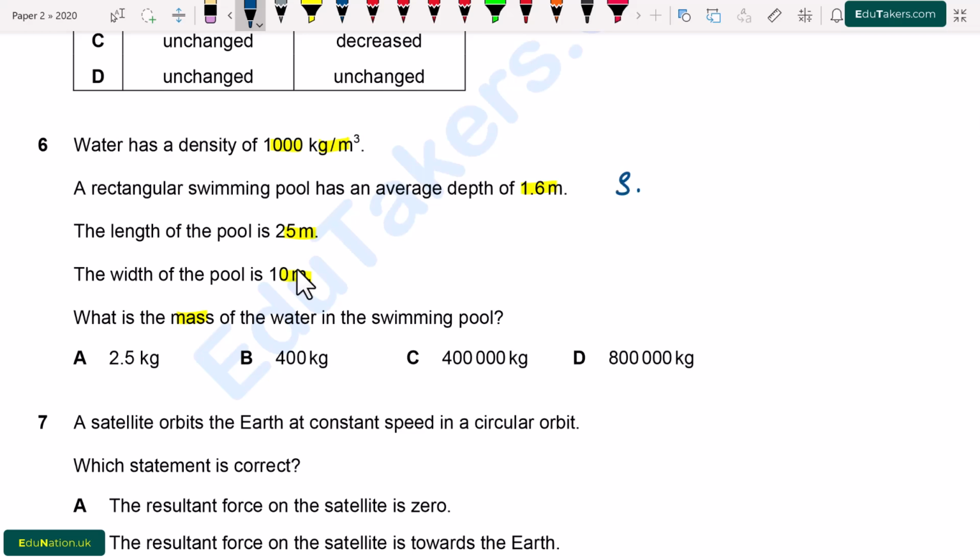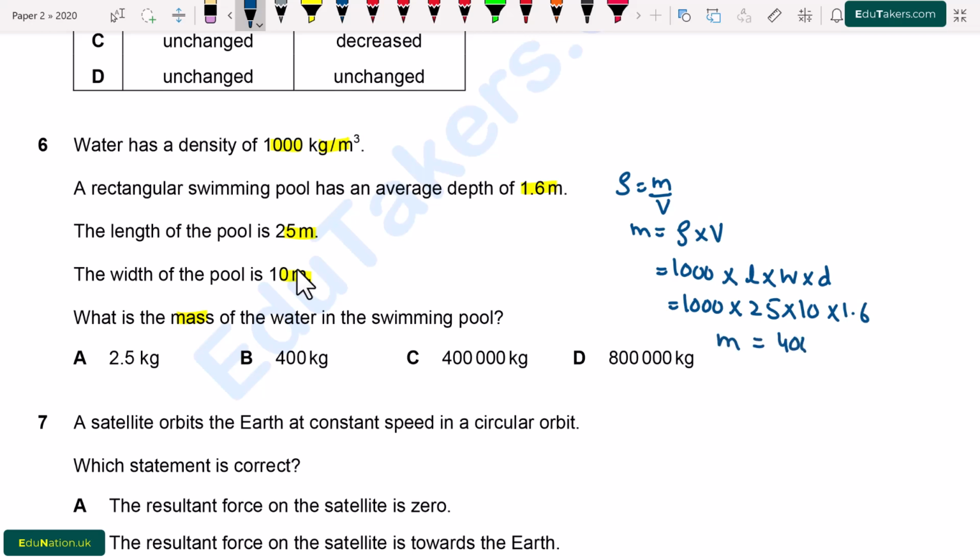So density is equal to mass over volume, and mass is equal to density multiplied by volume. Density is given, which is 1000, multiplied by volume. Volume is basically the product of length, width and depth. So I write here length, width multiplied by depth. It will be equal to 1000 multiply by 25, 10 and 1.6. So mass will be equal to, so from here option C is correct.